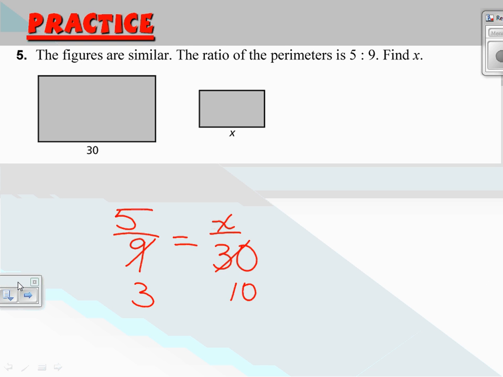What I'm going to do now is cross multiply. 3 times x is 3x. 5 times 10 is 50. So to actually solve this, to save us time, I'll tell you what the answer is. If I divide it correctly, my answer should be 16.6 repeating.